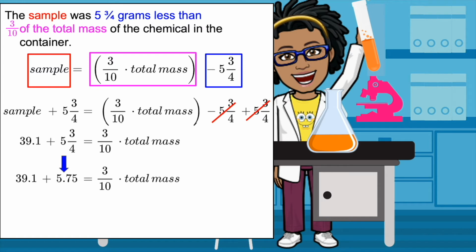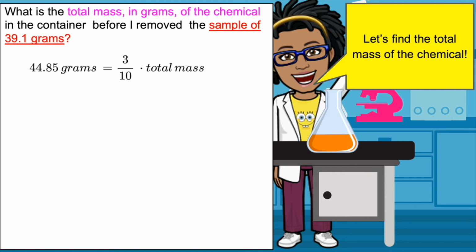I don't like working with those fractions, so I'm going to convert 3/4 to 75/100. Now I have the sample and the 5 3/4 grams in the same format, so I can add my decimals. I just calculated 3/10 the total mass of the chemical to be 44 85/100 grams of the chemical. This represents 3/10 the total mass of the chemical in the container. So let's continue on. So let's find the total mass of the chemical that I started with.